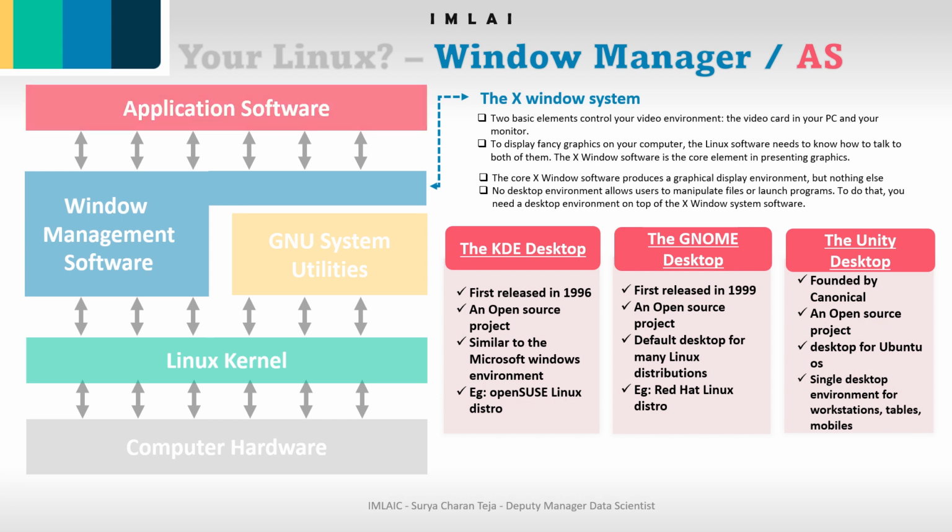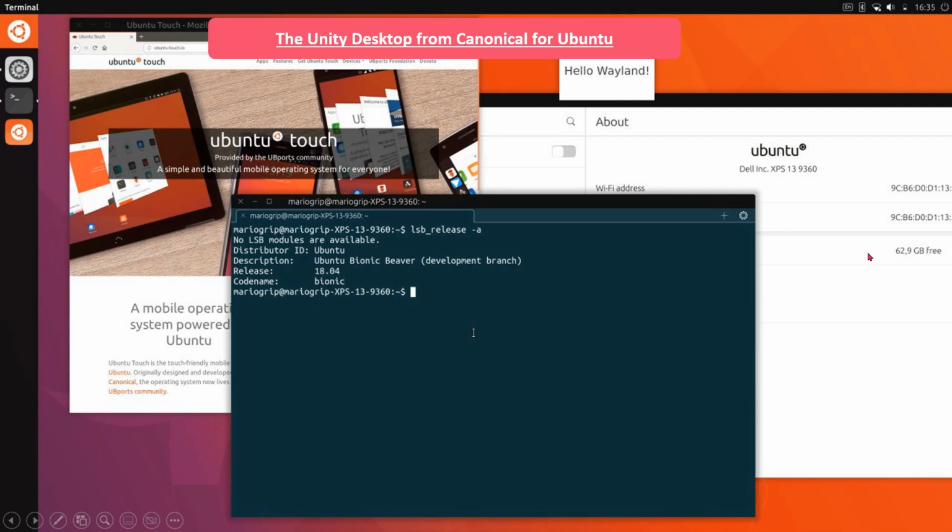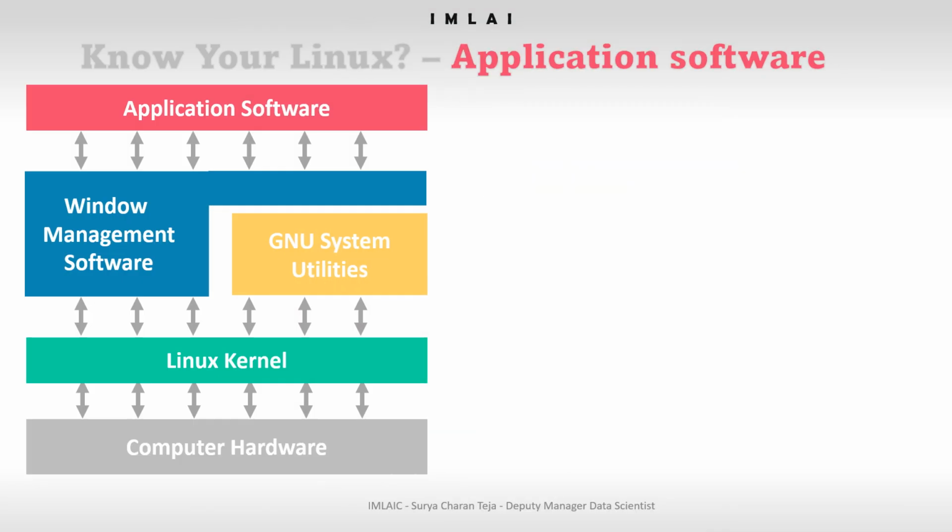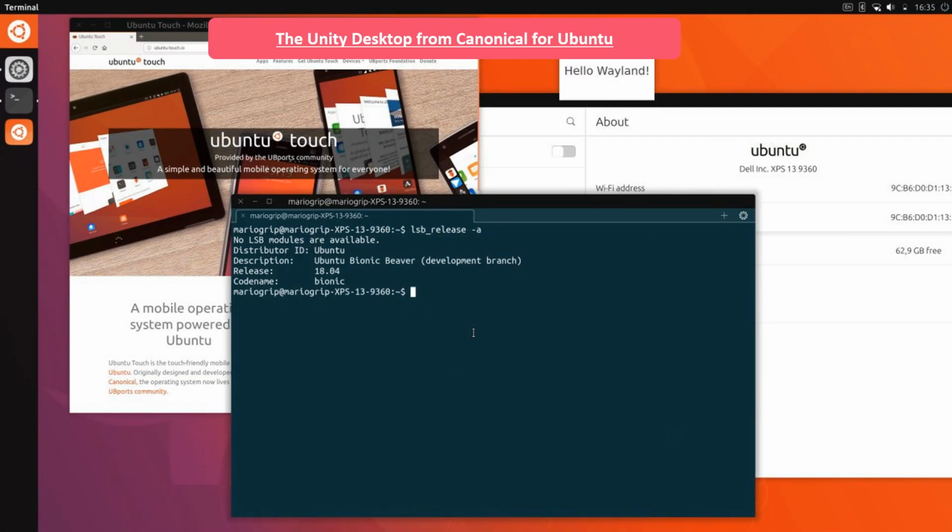So this is the single desktop environment for workstations, tablets, and mobiles. It's famous for the Ubuntu. And this is how it looks. The Unity desktop gets its name from the goal of the project to provide a single desktop experience for workstations, tablet devices, and mobile devices. The Unity desktop works the same whether you're running Ubuntu on a workstation or a mobile phone. So you can clearly observe various examples of Unity desktop on your screen.